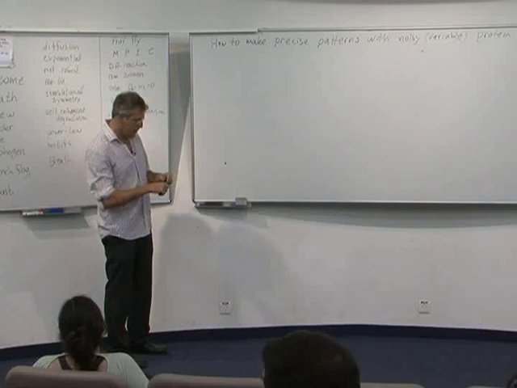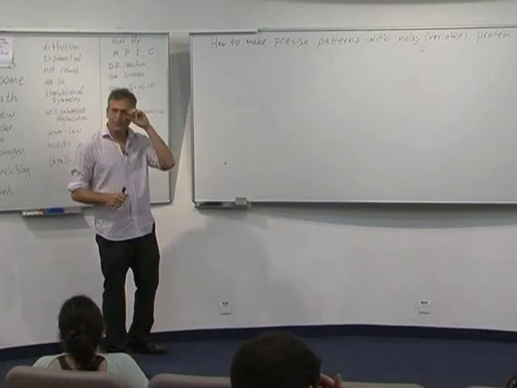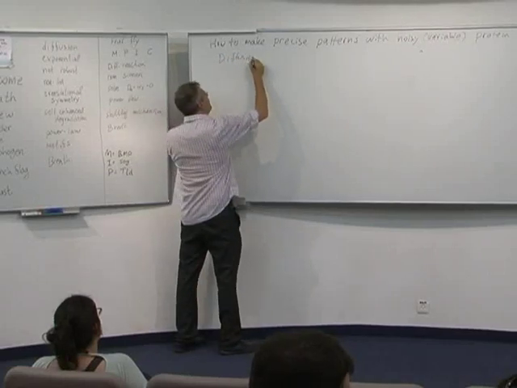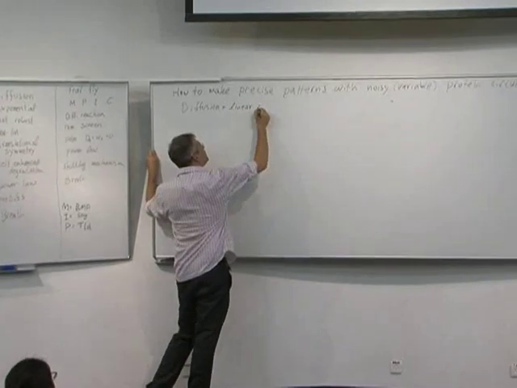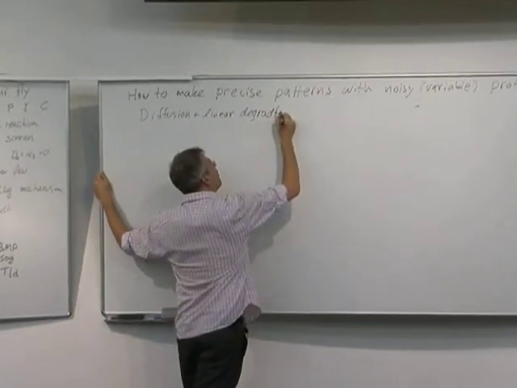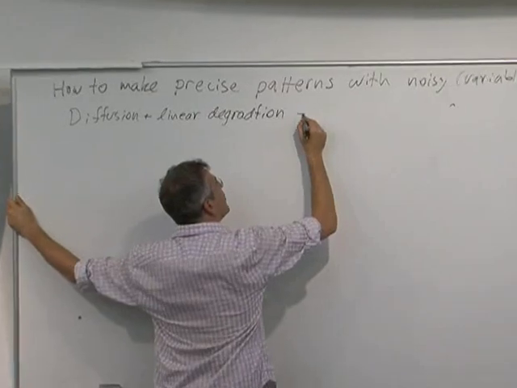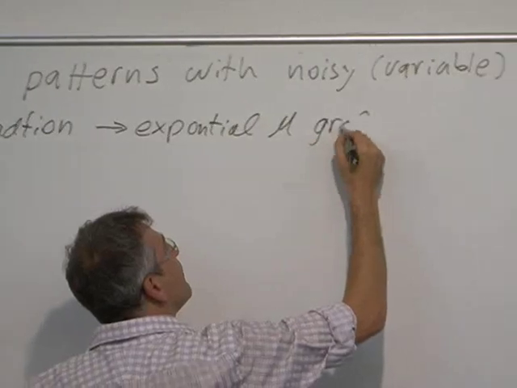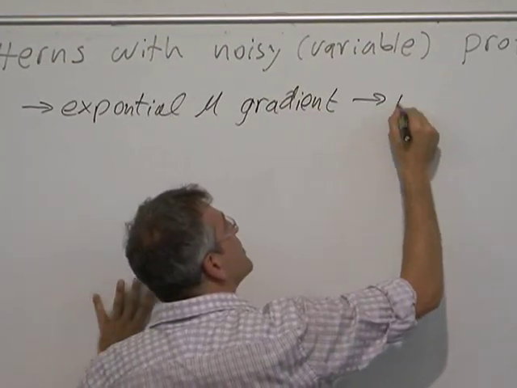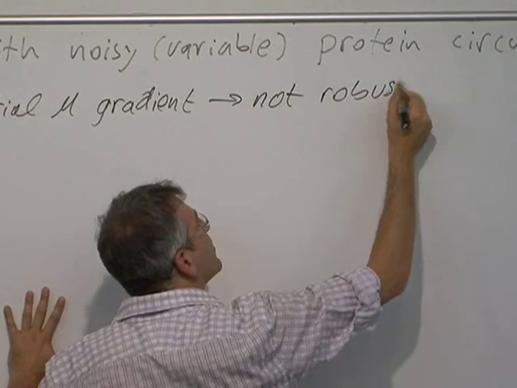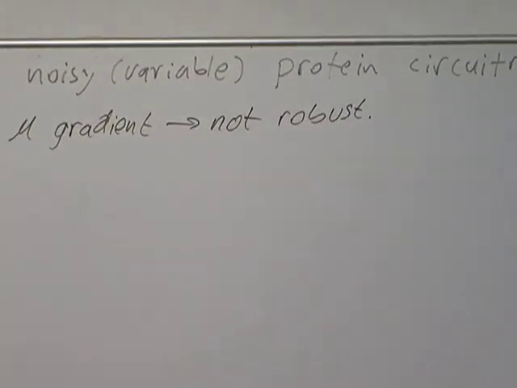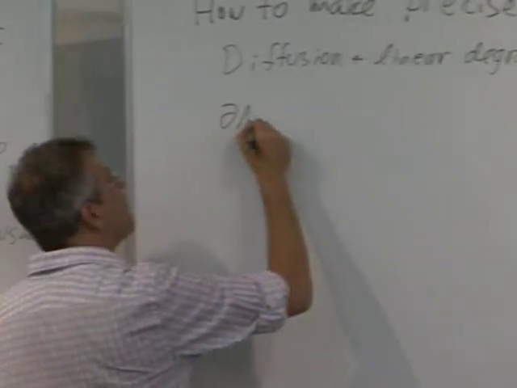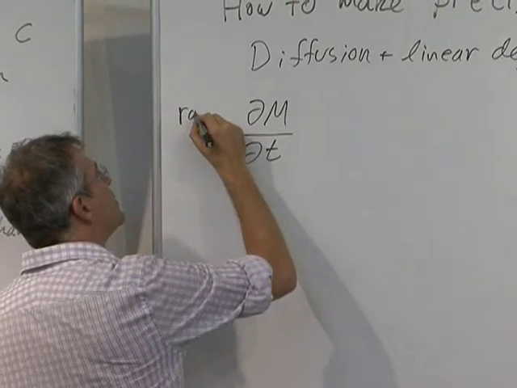So I want to just write some simple model so we can start working with it. And this is diffusion plus regular degradation. I want to show you that this leads to an exponential morphogen gradient. And this is not robust. So I'm translating into math just a little picture that I drew for you. So our morphogen concentration, this is its rate of change in time.